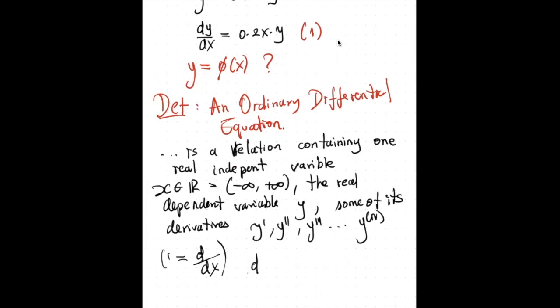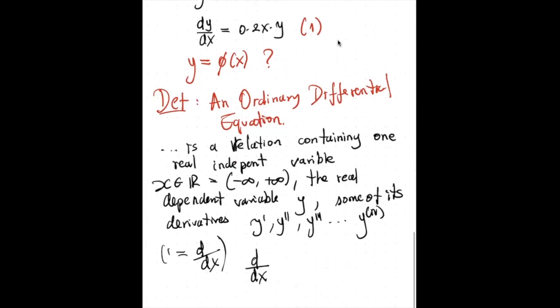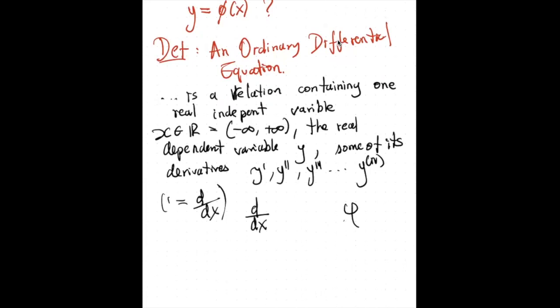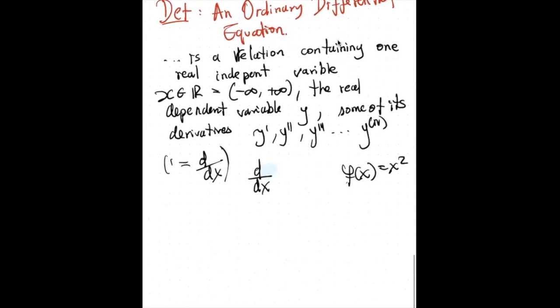When you are given a function, for example f equal to x squared, we introduce this transform or this operation.